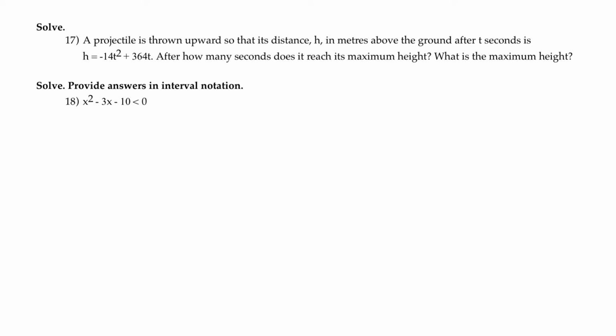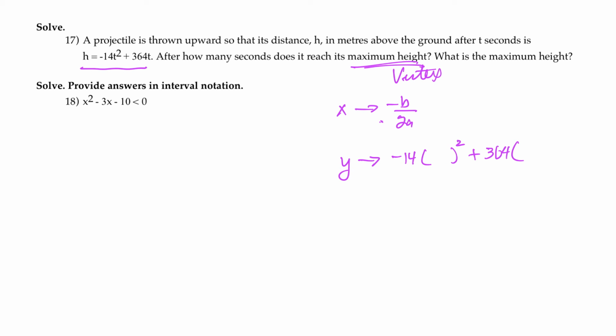Okay, next question, more quadratic stuff. Projectile thrown upward, this is its function. So they say maximum height. As soon as I see maximum, I think vertex. So to get the x value of the vertex, I need to go minus b over 2a. And to get the y value of the vertex, I'm going to take whatever I got from this one and plug it into the function. So it'll be minus 14 times whatever I get squared plus 364 times whatever I get from the first step.